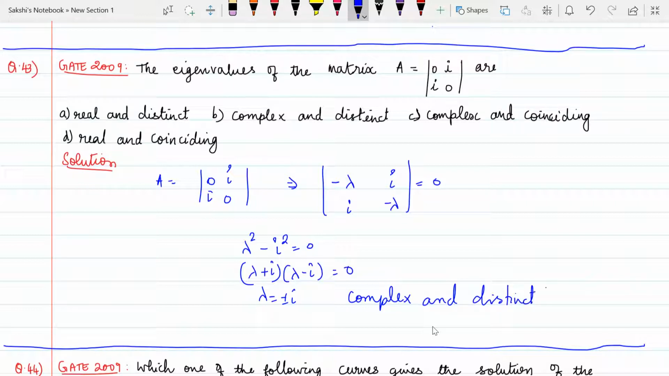They are not coinciding because one is plus i and another is minus i. So they are complex and distinct. You can place 2 points for each eigenvalue. That is a point for each eigenvalue. Therefore, option B will satisfy.